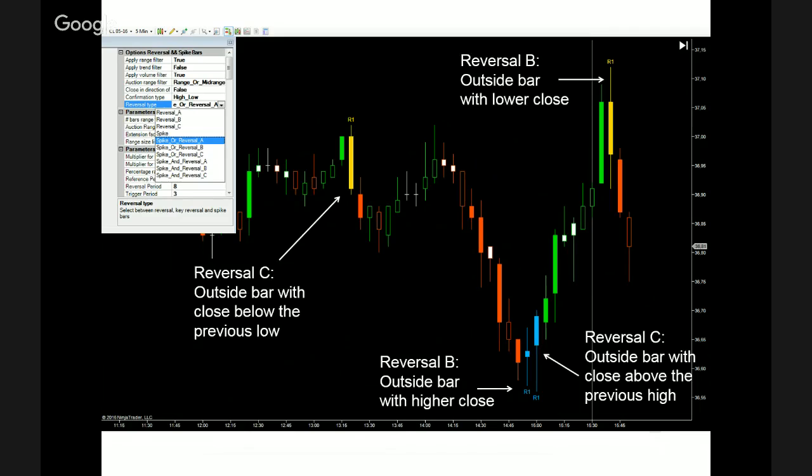Now in this indicator we can choose between the different reversal patterns that you want to display. So obviously type C is the most restrictive, whereas A and B will allow for more setups. And you can also choose to display reversal bars or spikes, or just spike bars, or require them to be both.